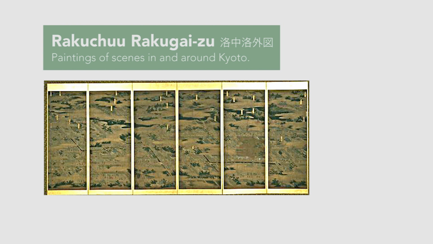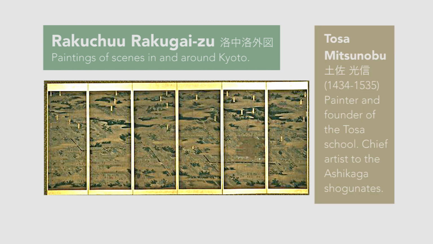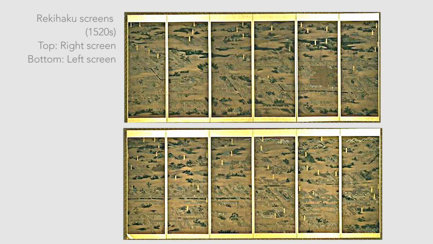The subject matter is attributed to Tosa Mitsunobu, a foremost painter of the imperial court. The Tosa school, founded at the end of the 12th century, became a leading school of Yamato-e painting at the imperial court until the Meiji Restoration of 1868. One of the earliest surviving screens is known as the Rekihaku set.